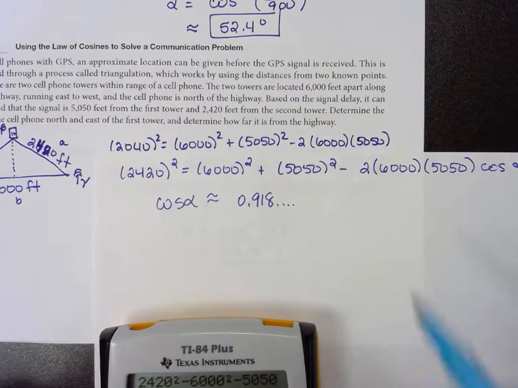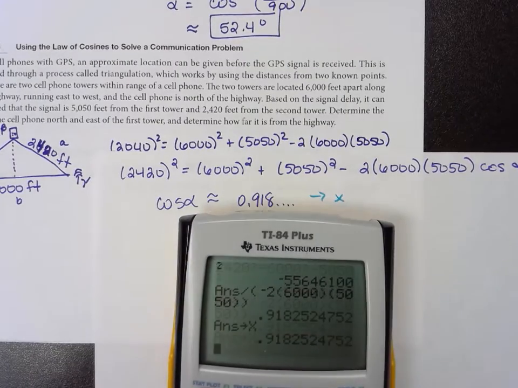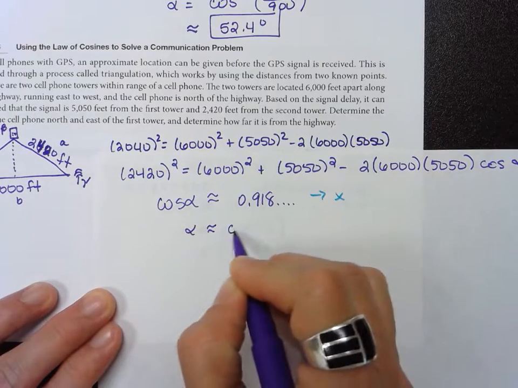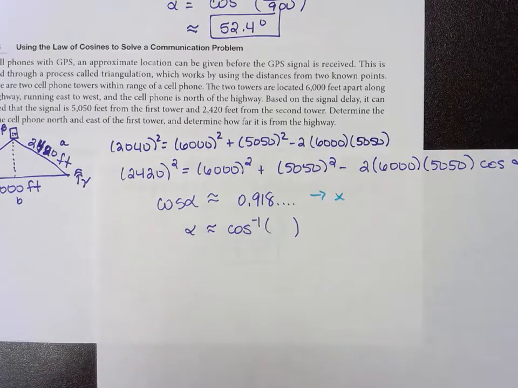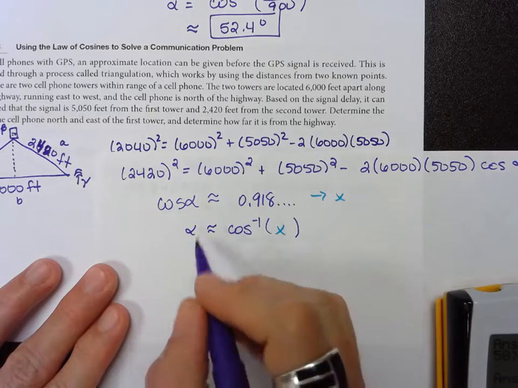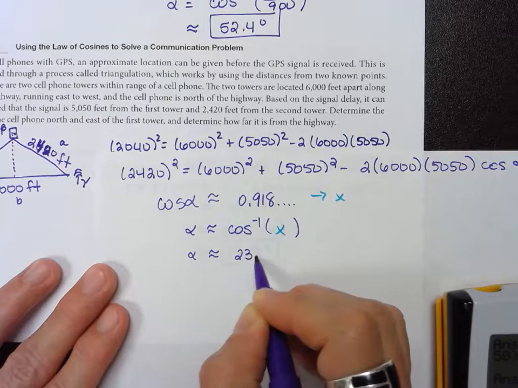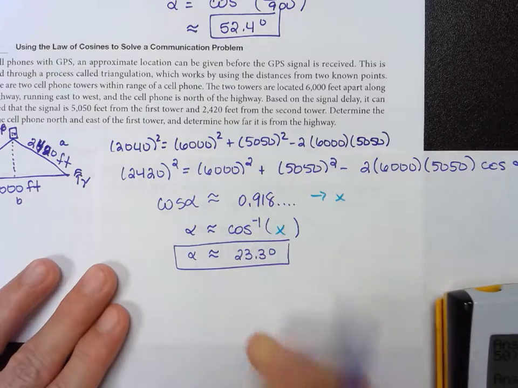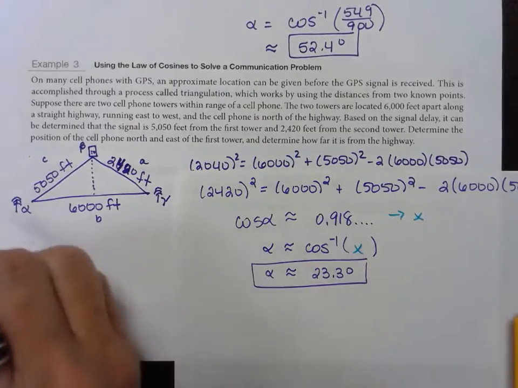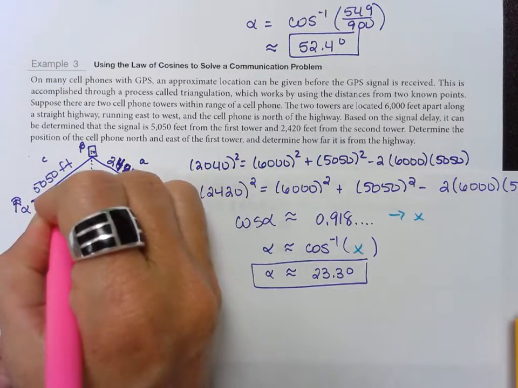So what I'm going to do is store this in x. So to get my alpha, it's the inverse cosine of that x that I just stored. So inverse cosine of x is equal to 23.3 degrees. So what does that tell us in our picture? I need to use a different color here. So this angle is 23.3 degrees.